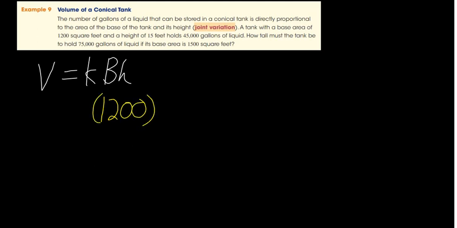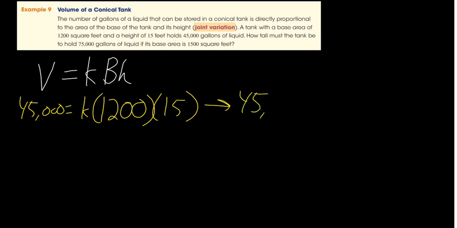And again, we're looking for K here. And a height of 15 feet, so 15 for H. And it holds 45,000 gallons of liquid, so 45,000. All I did here was follow along the volume, and of course the K, the base, and the height. Luckily for me, this is not tempting to even try to do mental math on, so I don't think there will be any mistakes here.